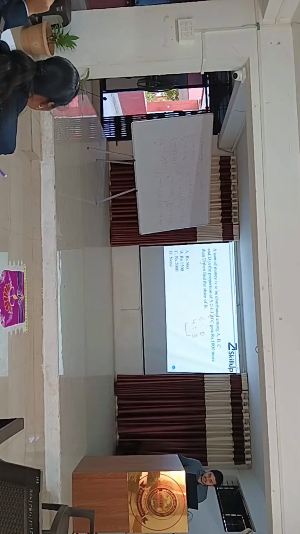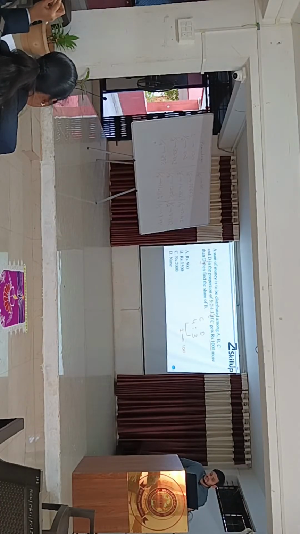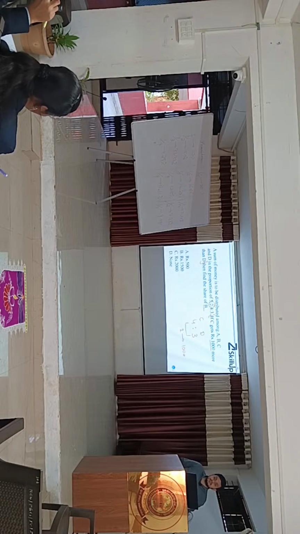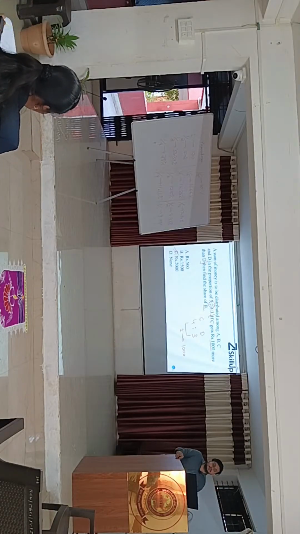Comparing here, C has 1 part more. That one part, how much in terms of rupees? 1000. So one part is 1000. Share of B is 2000. That is option number C.